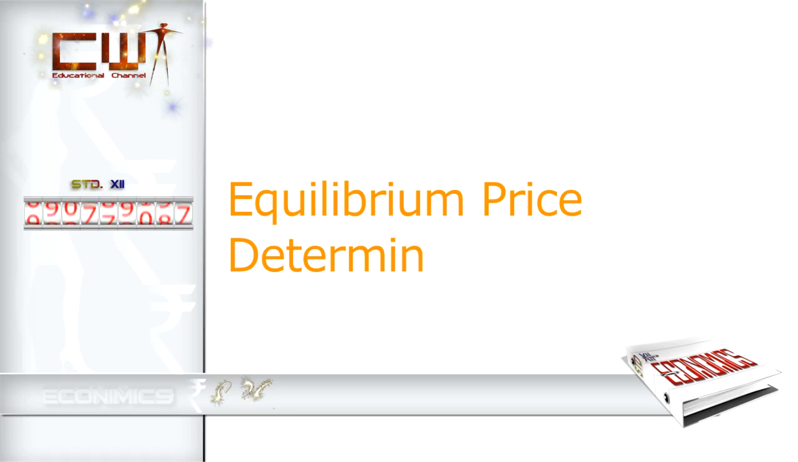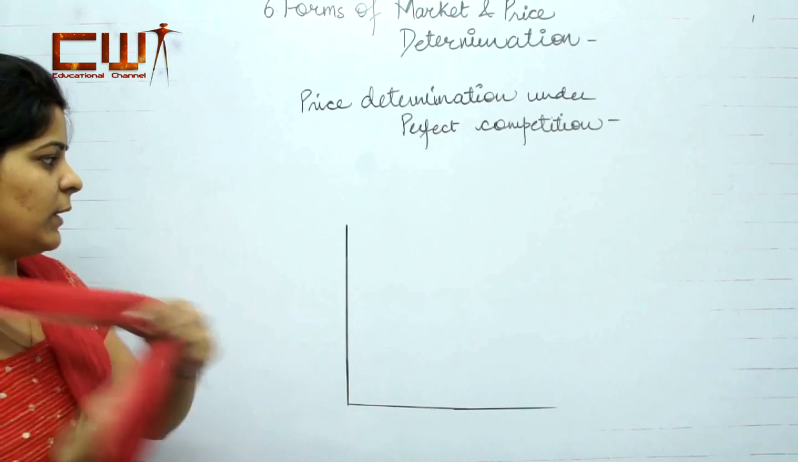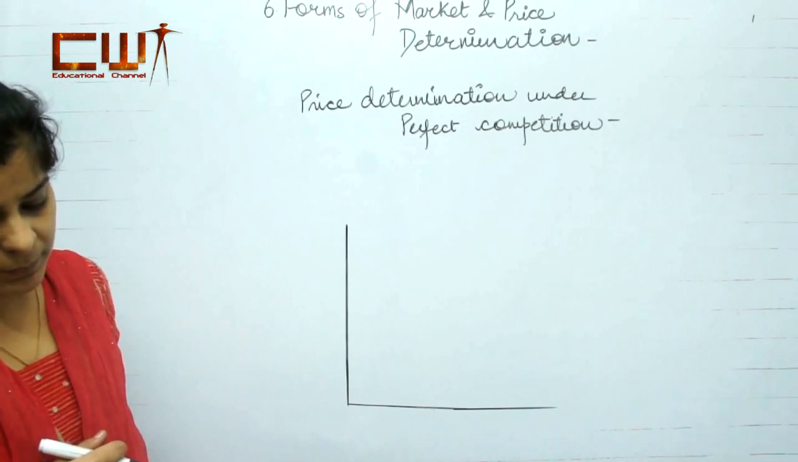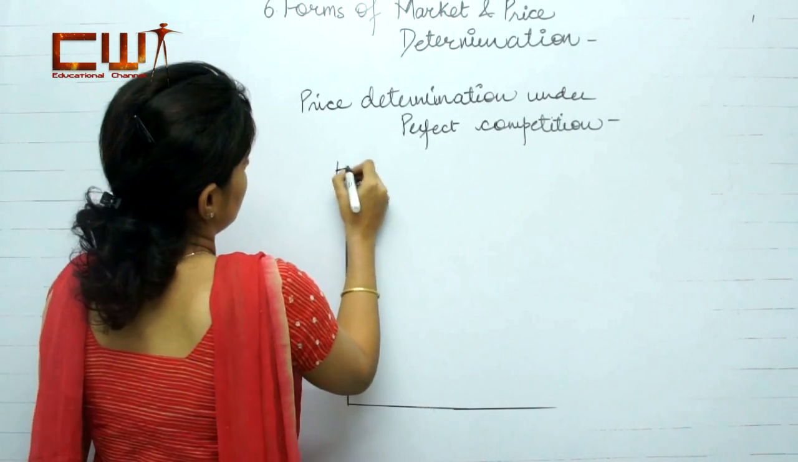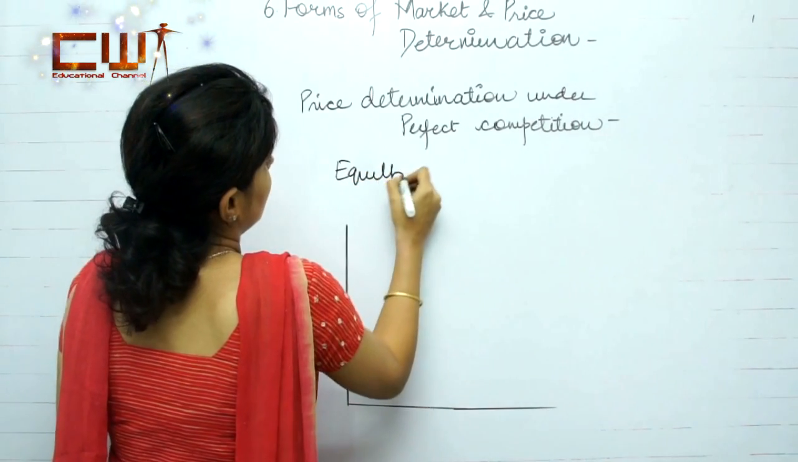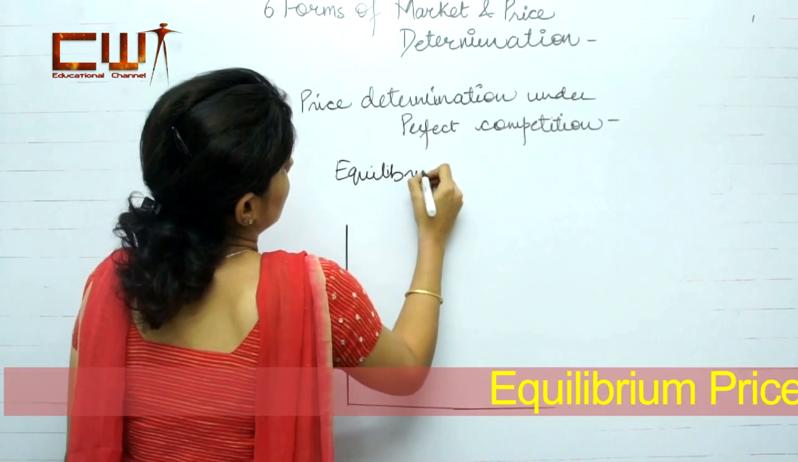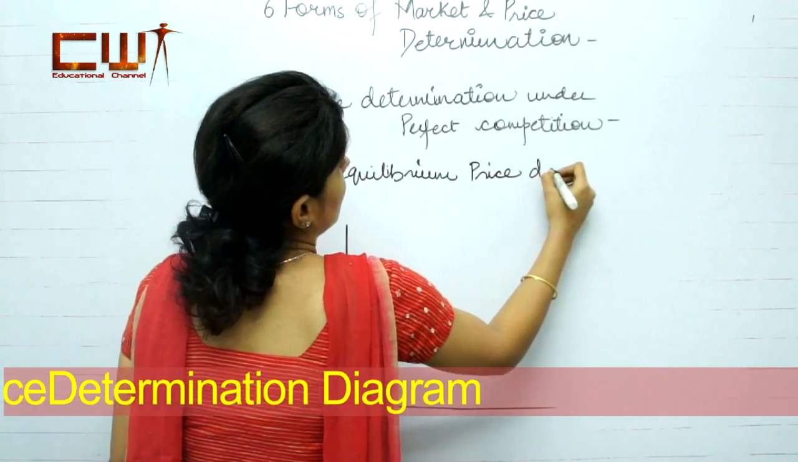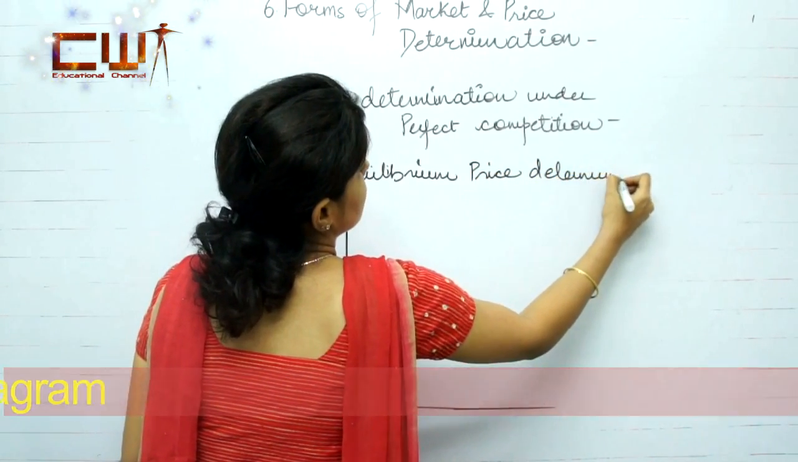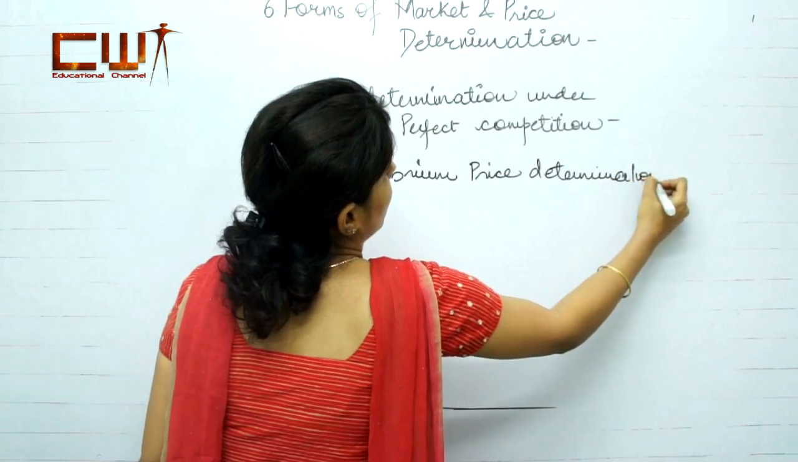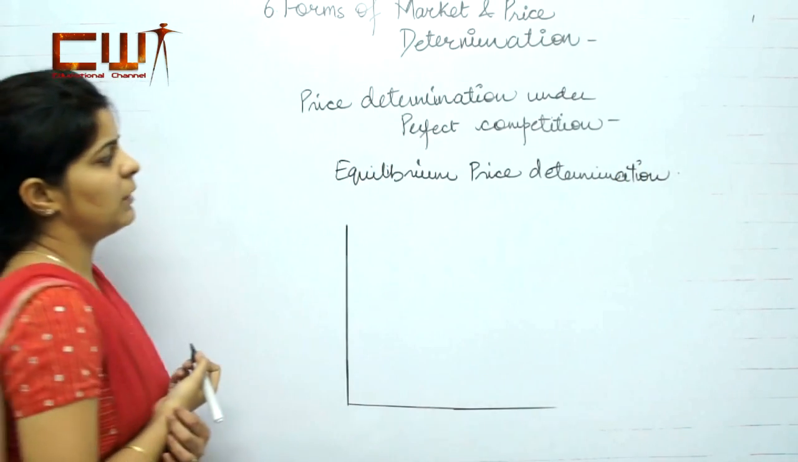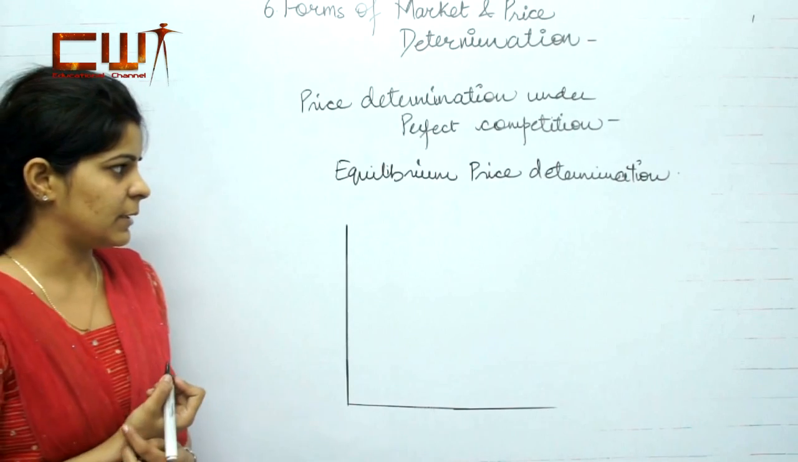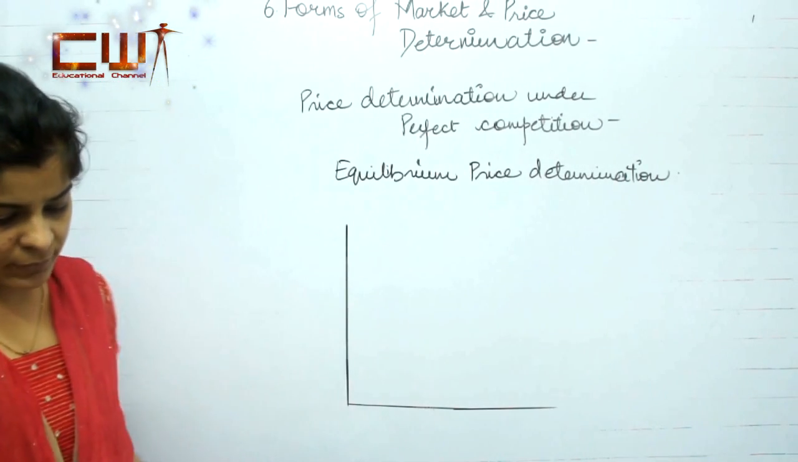Now we will make the diagram. We will study the equilibrium price determination diagram, what equilibrium price means and how you will determine it. This we will show with the help of a diagram.